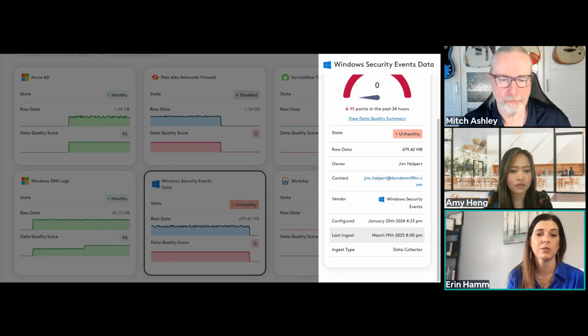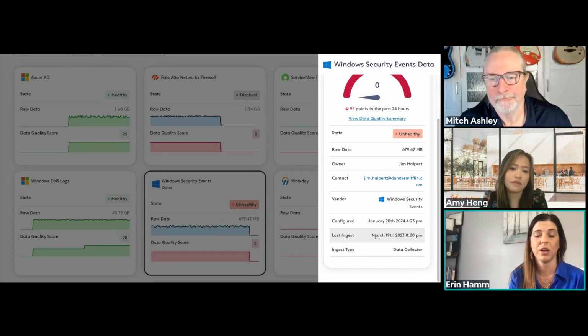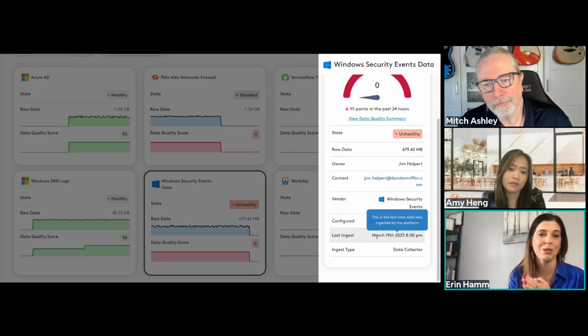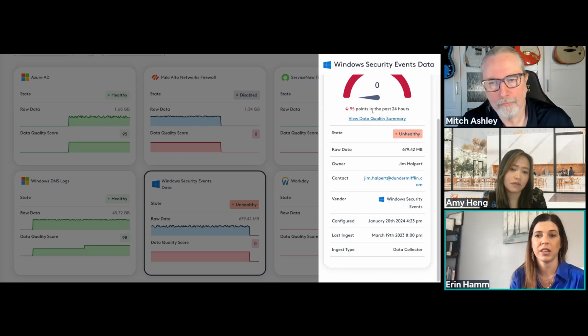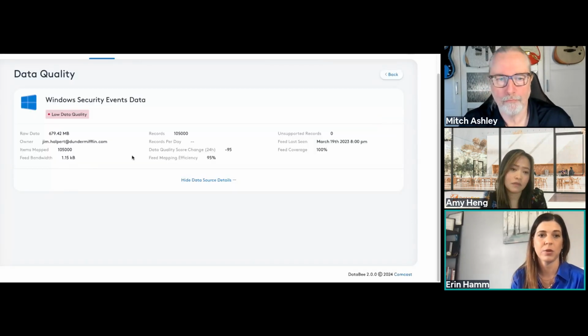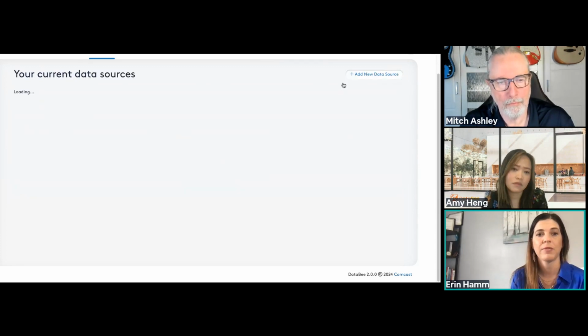The reason that this one is showing unhealthy is that the data is through the 20th, and the last time we saw this data was March 19th at 8 p.m. And so you're able to look at that. And then we also have this view data quality score. We can see how many items were mapped, what's the feed bandwidth, how many records there are, the mapping efficiency, and then the change within the last 24 hours. So it went down within the last 24 hours, which is why it's showing as unhealthy.